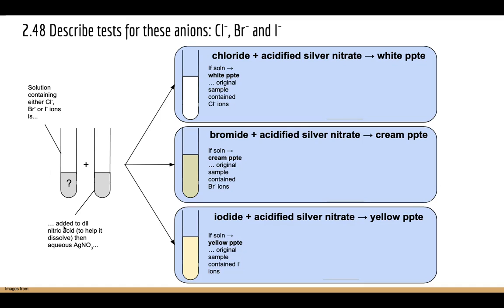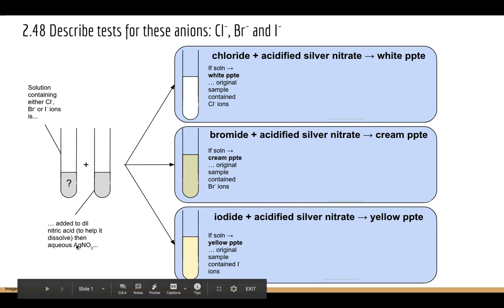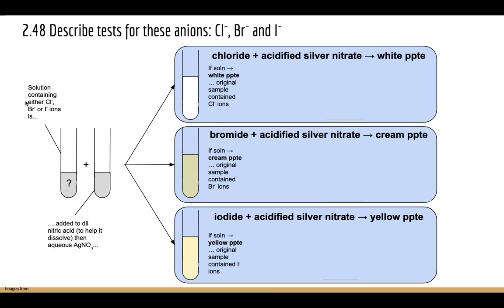Well, we add some nitric acid to it, and that's just to make sure everything is dissolved. And then we add some AgNO3. AgNO3 is silver nitrate solution. So we add the silver nitrate solution to our solution, which we think contains chloride, bromide, or iodide, and we're going to get one of three results.